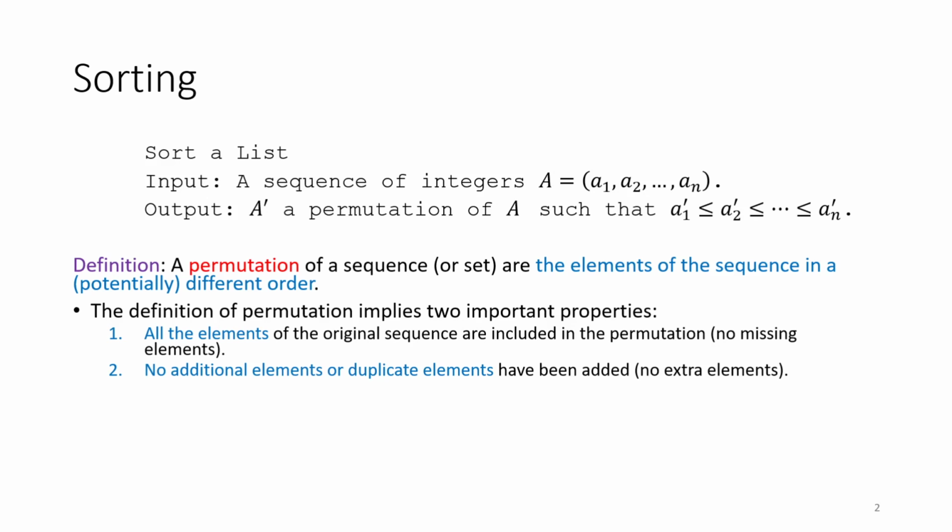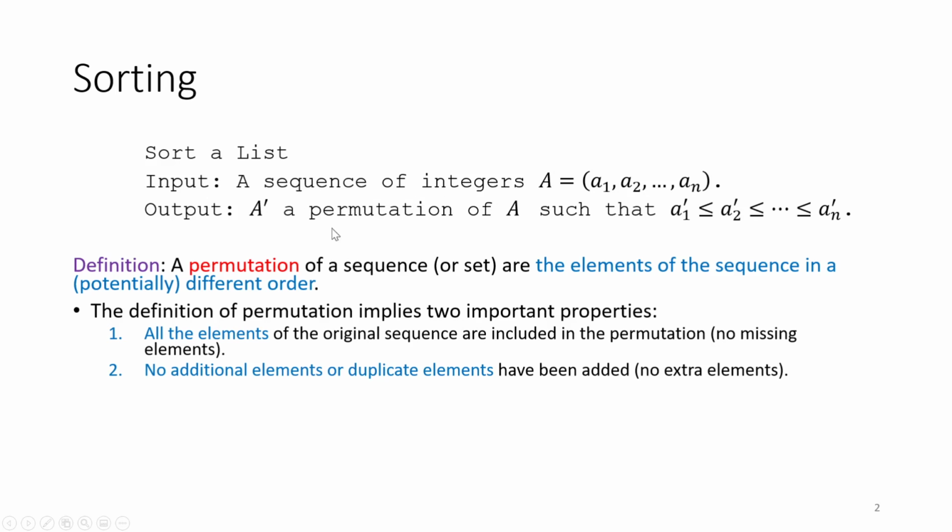I want to highlight these two properties here. All of the elements of the original sequence are there. We haven't left any of them out. So this is what we might think of as the no missing elements rule. When we say a permutation of a list, we mean don't leave anything out. The second thing says, well, don't put anything else in. Including duplicates. Don't put something new in, don't put in a duplicate, no extra elements in. All and only the elements that were in the original list. And that all and only clause is really important, it's critical.